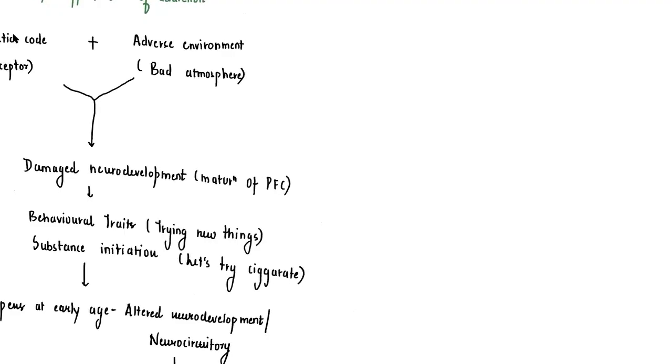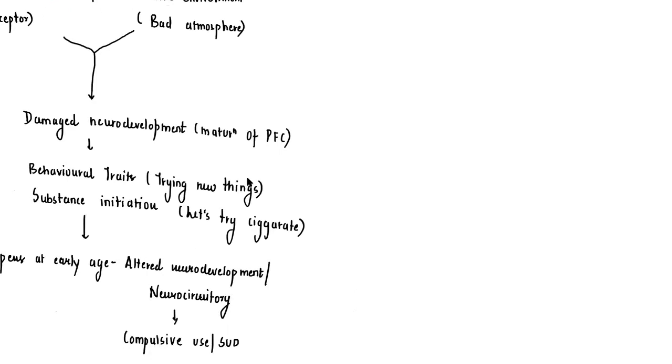What we know so far is that genetic factors account for almost 50% of addiction. A particular genetic code, suppose it is the dopamine receptor, along with an adverse environment, that is a bad atmosphere, will lead to damaged neurodevelopment. For example, a problem in the maturation of the prefrontal cortex. This will lead to behavioral traits. What are the behavioral traits?